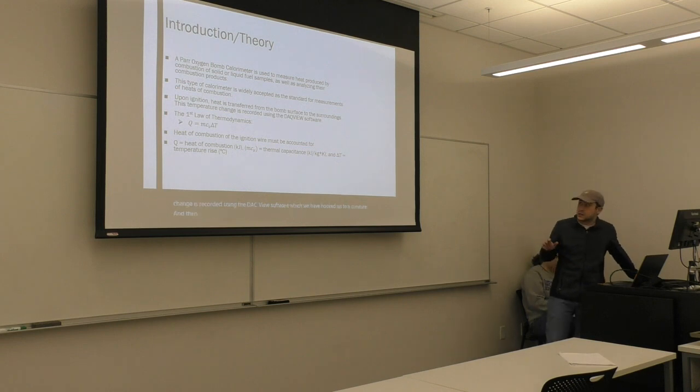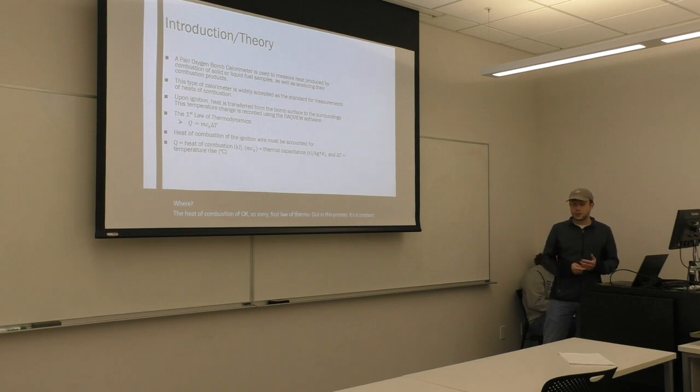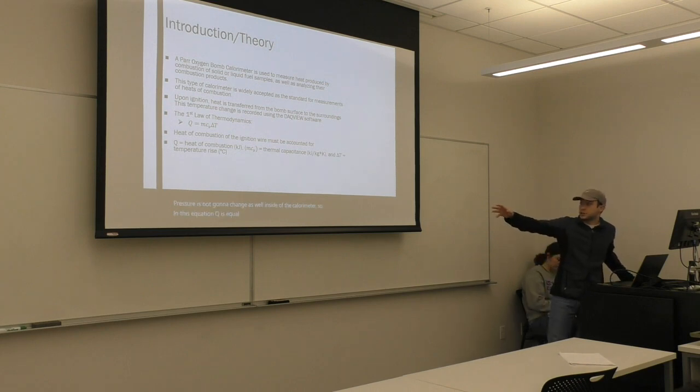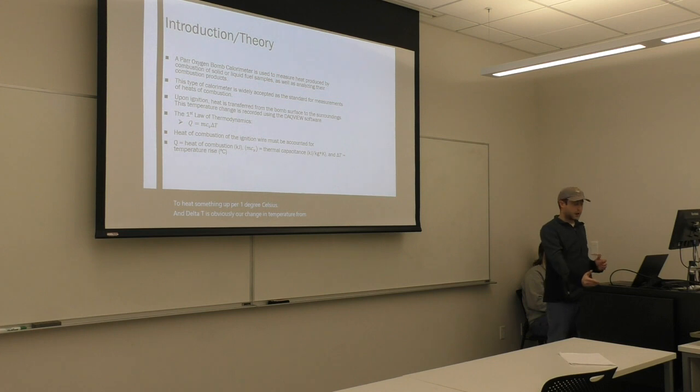And then the biggest thing about this experiment is the first law of thermo. In this process, it's a constant volume process, so pressure is not going to change inside of the calorimeter. In this equation, Q is equal to the heat of combustion, mC_v is the thermal capacitance, which is basically a measure of how much heat is needed to heat something up per 1 degree Celsius. And delta T is obviously our change in temperature from prior to ignition and after ignition.